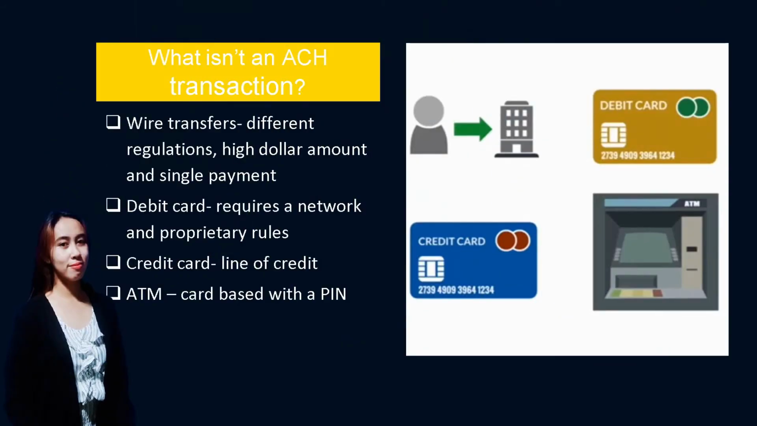Let's take a few minutes now to look at what isn't an ACH transaction. Wires are not ACH transactions. Wires follow different regulations and guarantee funds same day, usually consist of high dollar amounts, and are single payments. Some other payment methods that are not ACH are debit cards, simply because we can use them offline and it requires a network and proprietary rules; credit cards, because they're a line of credit; and ATM, because they're card-based with a PIN and are usually online.